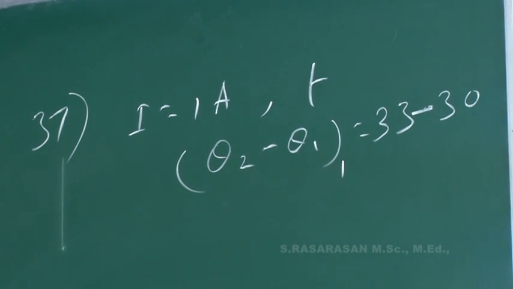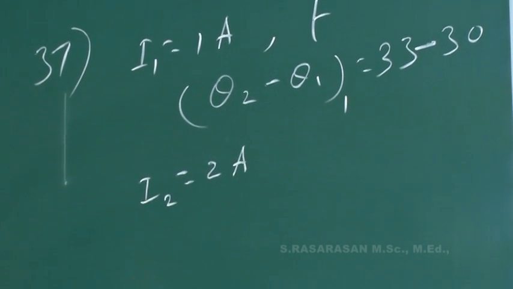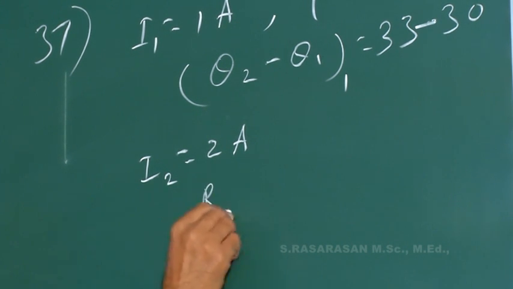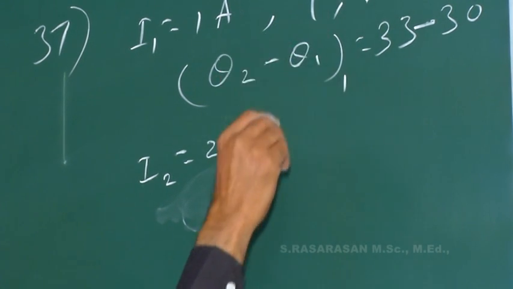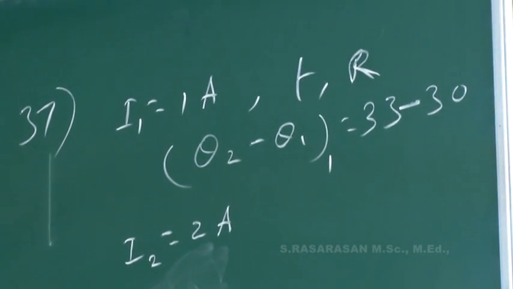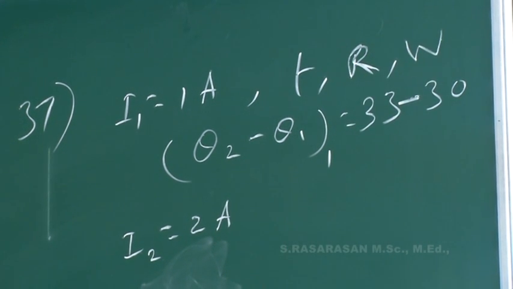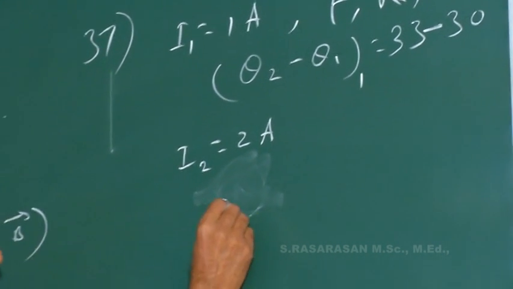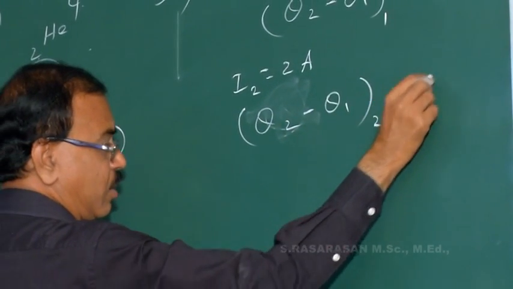When a current of 2 ampere is passed, again, when a current of 2 ampere, I1 versus I2, to the same coil, means resistance is same. Resistance is same. Same quantity of water, W is same, thermal capacity or say heat capacity or say water equivalent. And for the same time, the temperature of water increases from theta 1 to theta 2. The second case is how much?